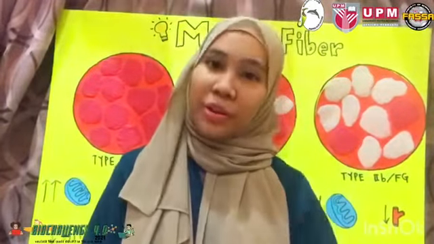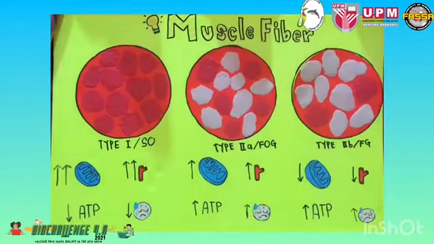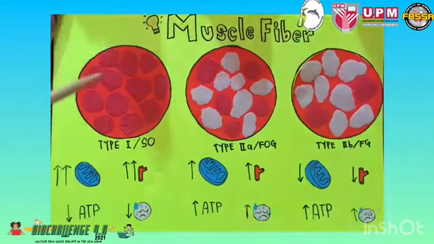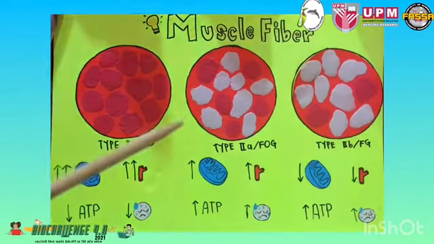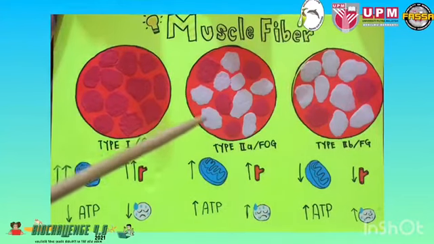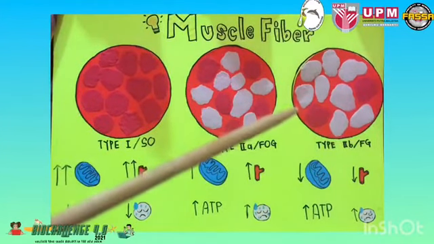I'm going to show you about the skeletal muscle fibers. Fibers are long, individual cylindrical units called sarcomeres. It is 1 to 2 micrometers in diameter. The muscle fibers are divided into 3 types: type 1, slow oxidative; type 2A, fast oxidative glycolytic; and type 2B, fast glycolytic.